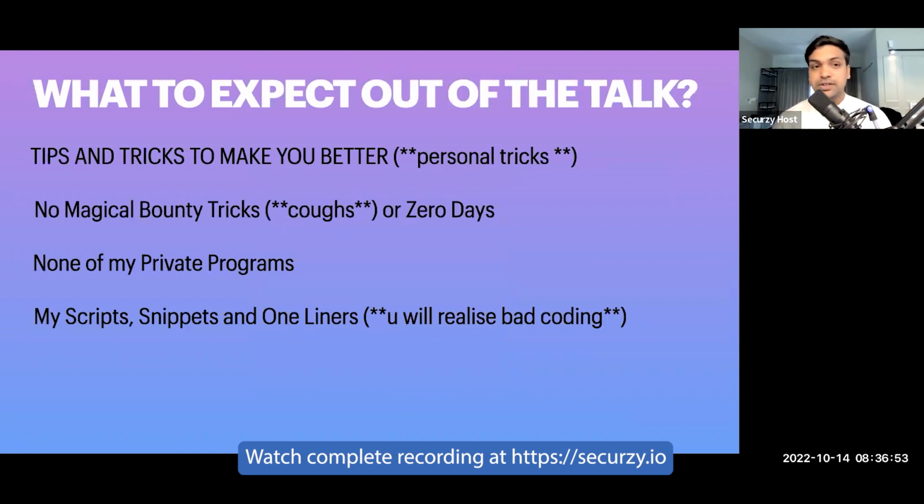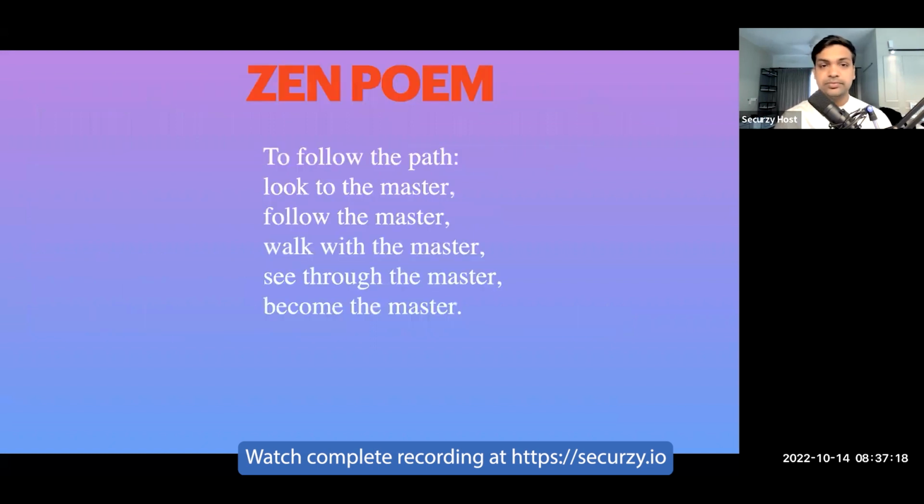What to expect out of this talk today? Tips and tricks to make you better. I'm going to share some of the techniques that I have identified to be very useful and that have helped me in my pen tests and bug bounties. I'm not going to disclose any new zero day today, none of the private programs. I'm going to definitely share some script snippets and one-liners that will be helpful for you, which do the job of you being more efficient when you're hunting on any program.